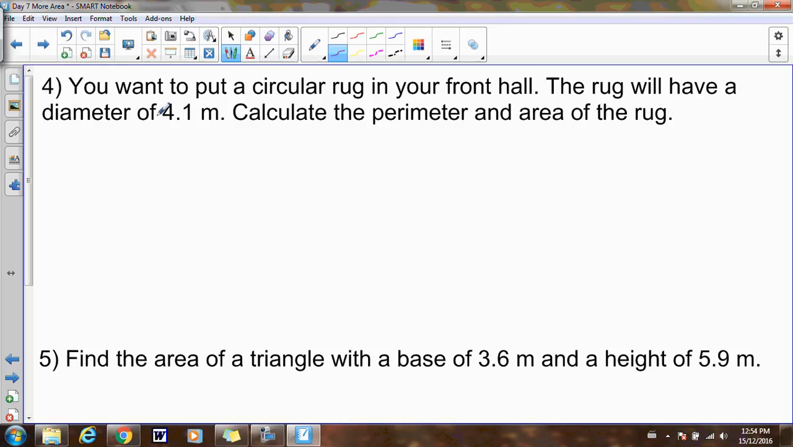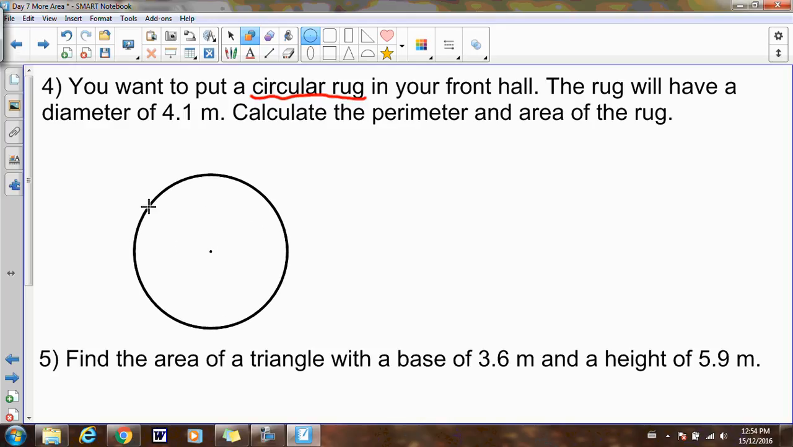Okay. Two more questions to do. So the fourth question we're going to look at is a circular rug in front of your front hall. The rug will have a diameter of 4.1, and they want you to calculate the perimeter and the area of the rug. Now they tell us it's a circular rug, so I'm going to just draw a circle. So here's a circle.